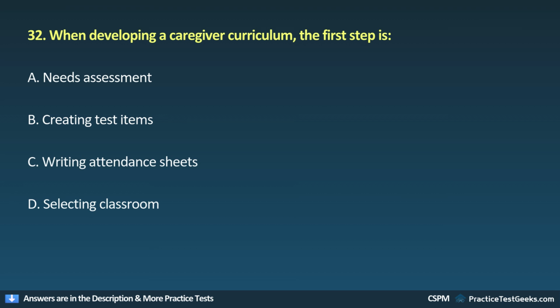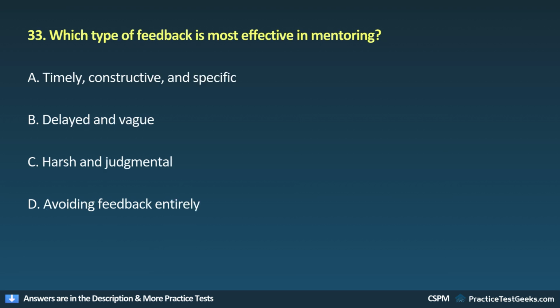32. When developing a caregiver curriculum, the first step is A. Needs assessment. B. Creating test items. C. Writing attendance sheets. D. Selecting classroom. 33. Which type of feedback is most effective in mentoring? A. Timely, constructive, and specific. B. Delayed and vague. C. Harsh and judgmental. D. Avoiding feedback entirely.